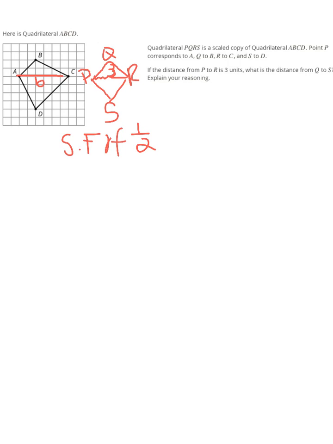And so we're supposed to figure out how far it is from Q to S. This is beginning to look a little messy, but I think you can see what I mean here. Therefore, we need to figure out what the distance is from B to D. And that's also 6 units. So we know that the distance from Q to S is also going to be 3 units. So our answer is 3.